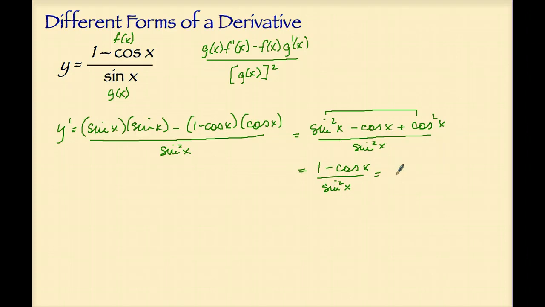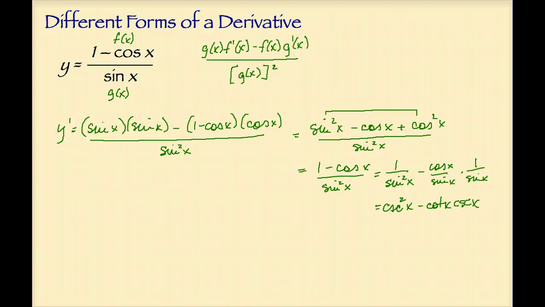Now I'm going to separate this into individual fractions in order to use some reciprocal identities. 1 over sine squared x minus cosine over sine squared x, but I'm going to separate this into two fractions. Cosine x over sine x times 1 over sine x. Therefore, a simplified version of this derivative is cosecant squared x minus cotangent x cosecant x.